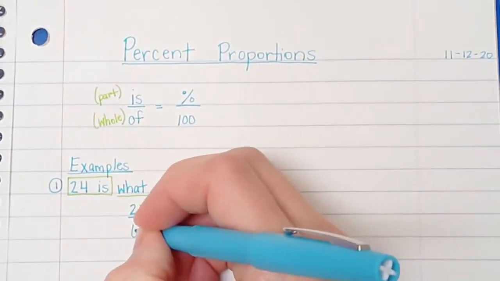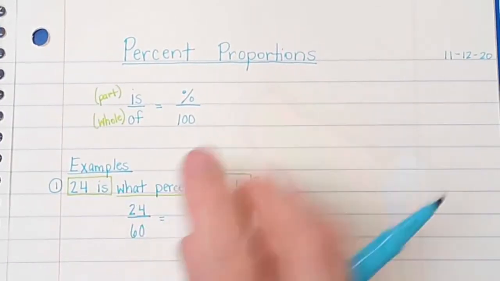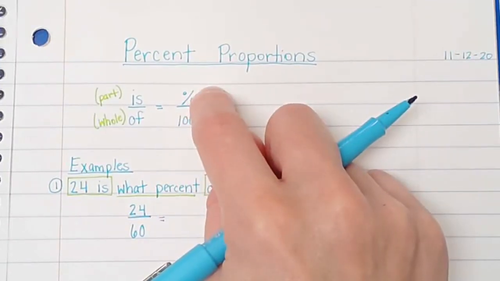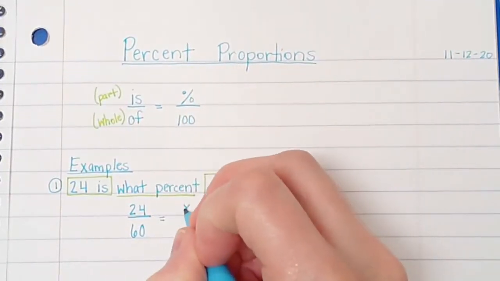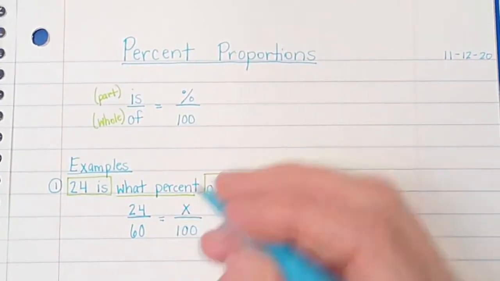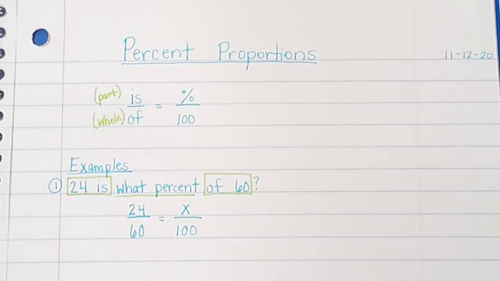Okay, we just established that we don't know what the percent is, so in the spot of my percent is going to be an X because I don't know what it is. And then this number down here is always going to be 100 because remember, 100 is always what your percentage is out of. So that's the one number that's never going to change. That's always going to be a 100 right there.